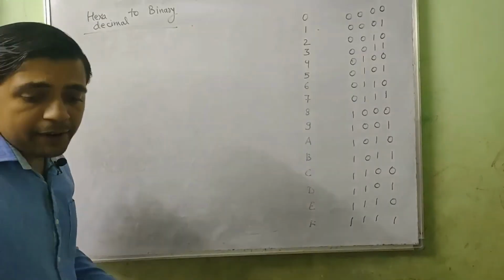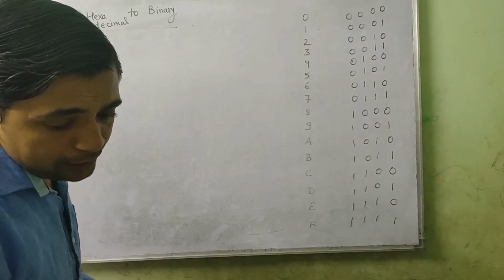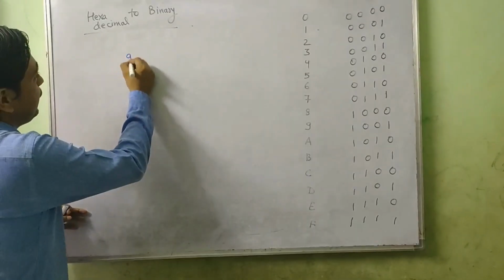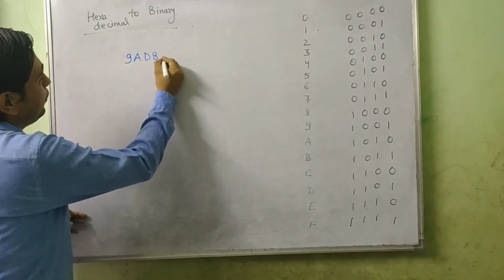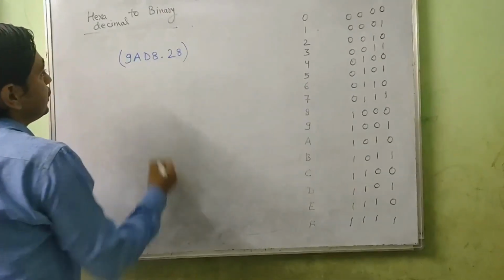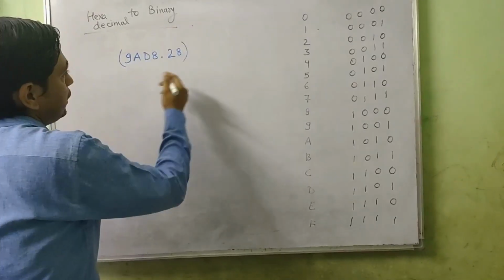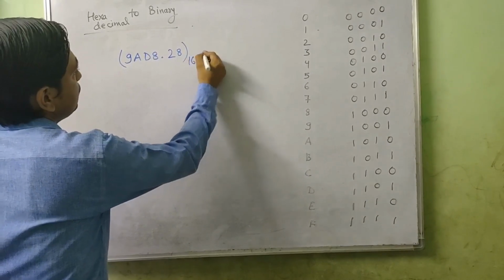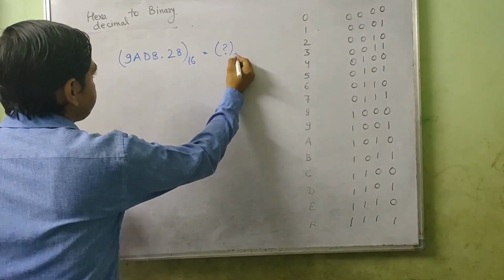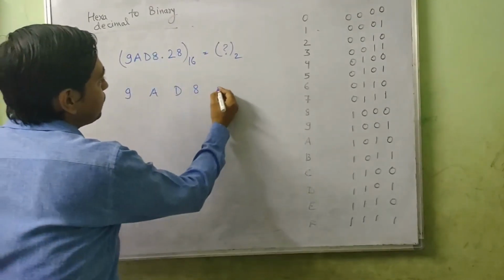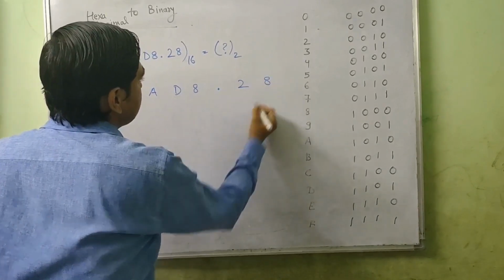For example, the hexadecimal number that we are taking now, with the fractional part as well, is 9AD8.28. Let's represent this hexadecimal number in binary. So let's note down the digits. I think in the previous one I forgot to put the radix point, so don't forget to put that radix point if it is there.